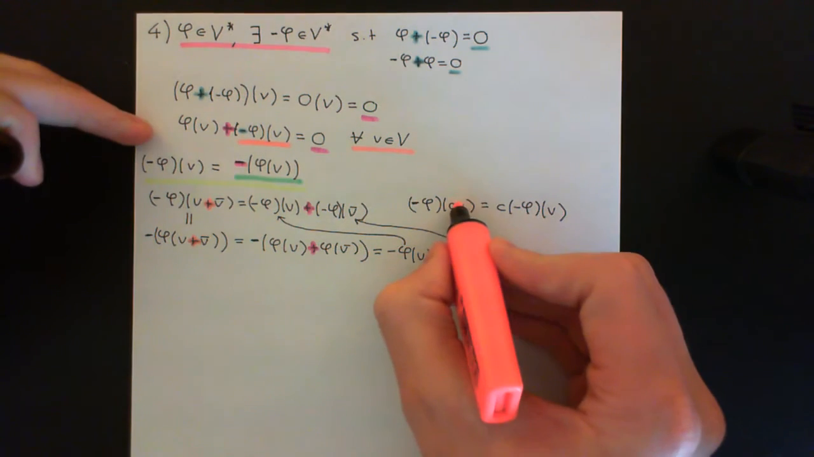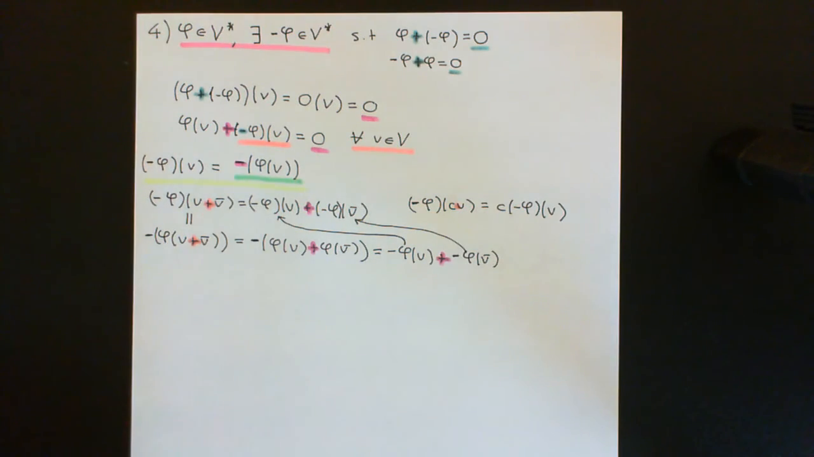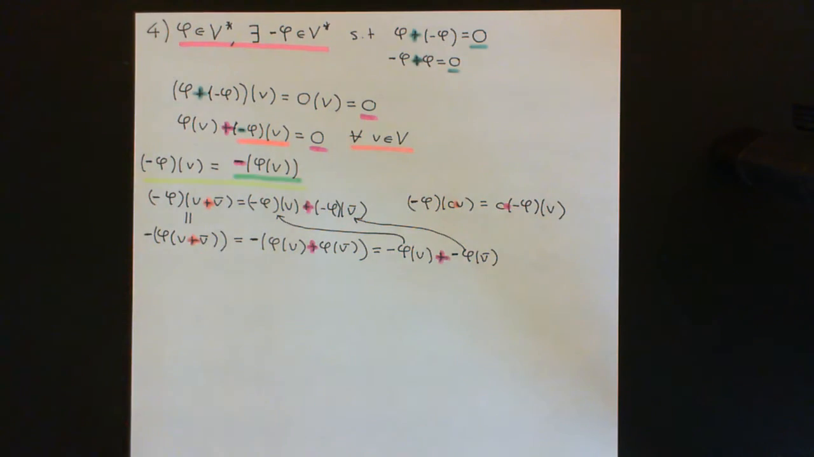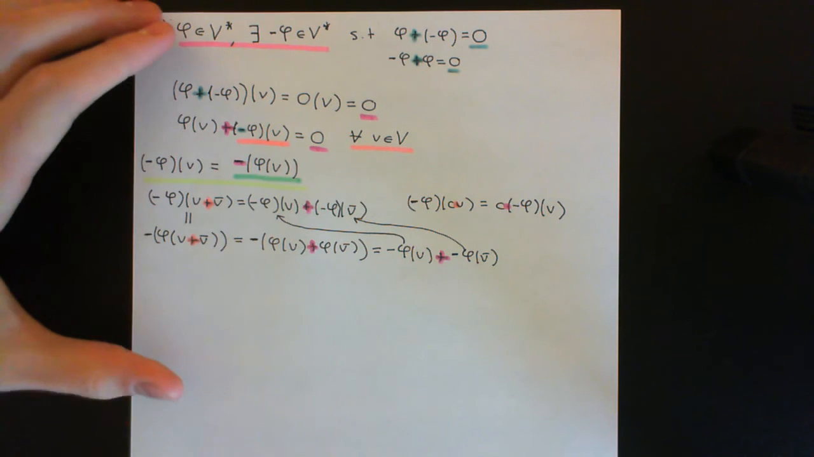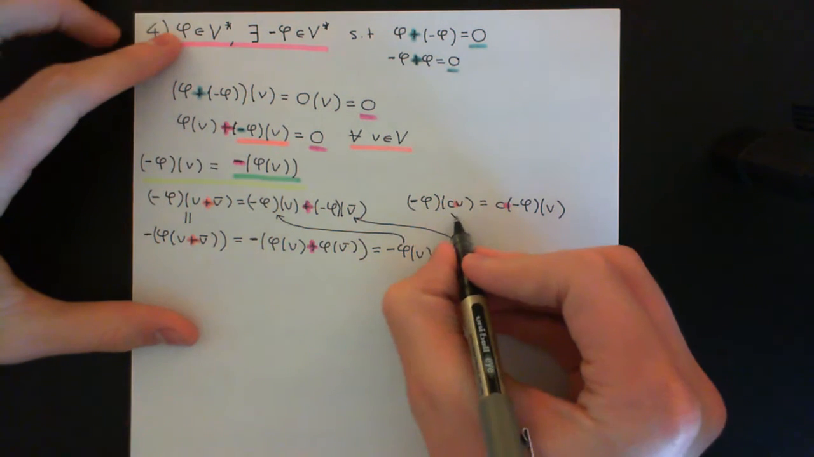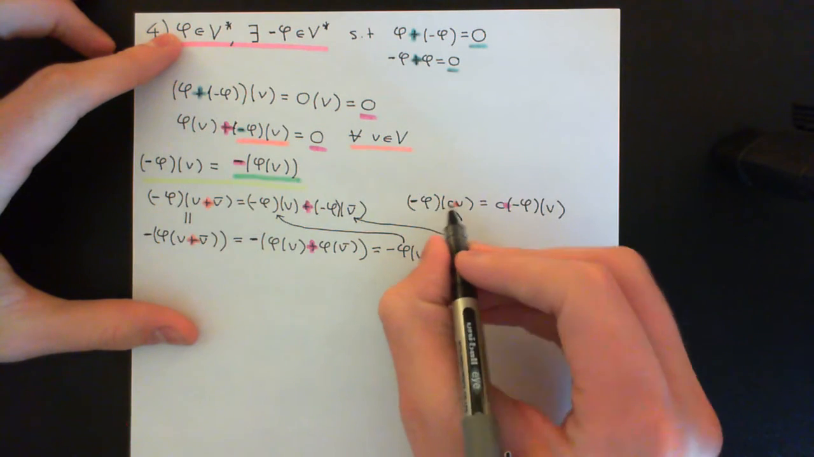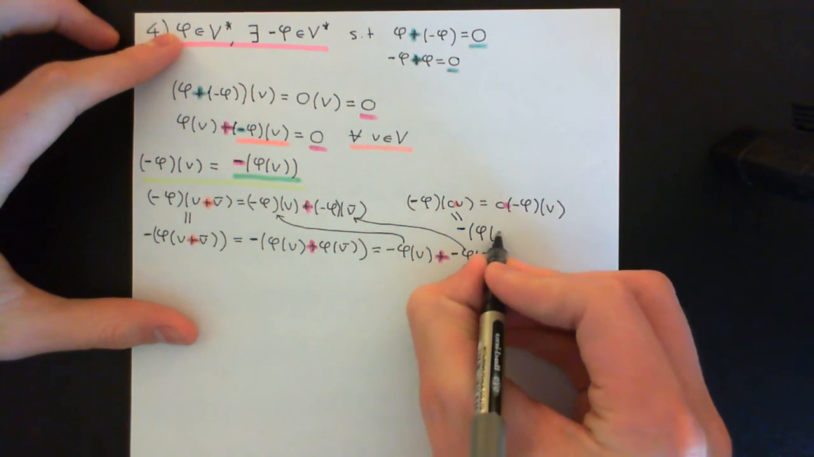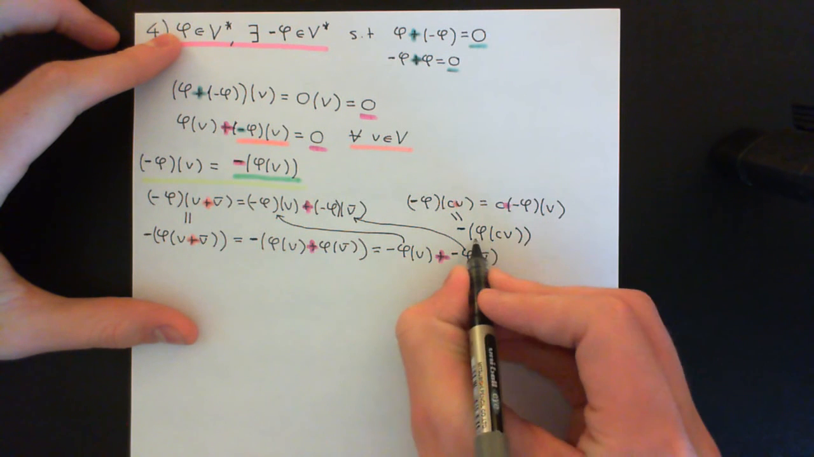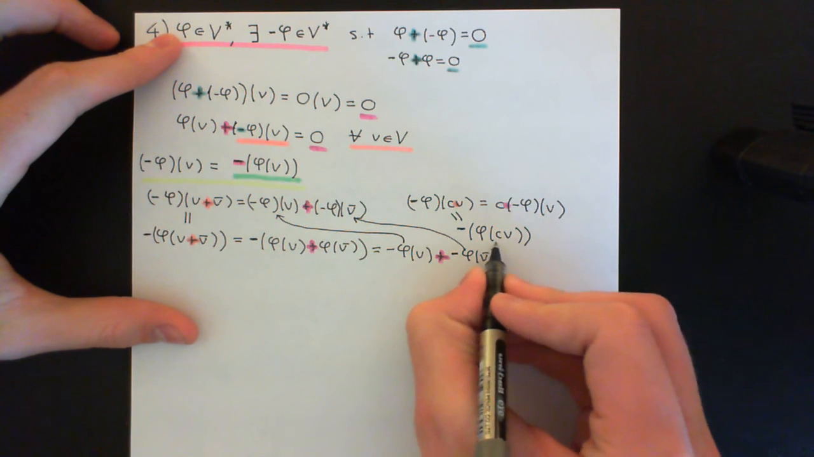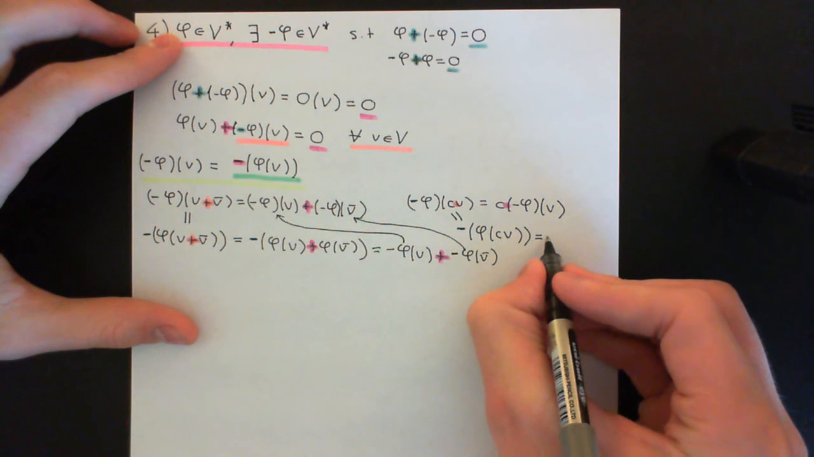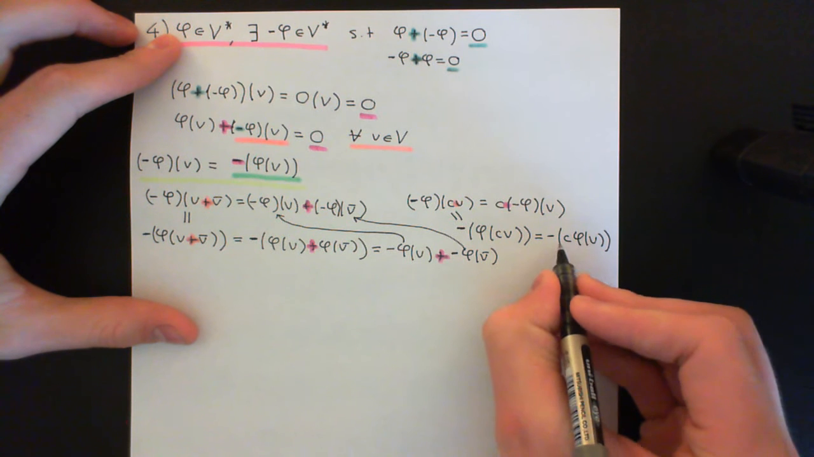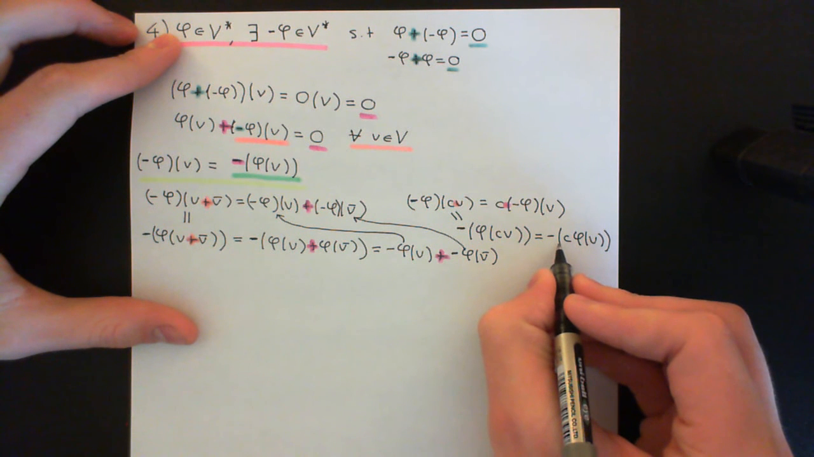Okay, so this will be scalar multiplication in the vector space, and of course this will be multiplication in our field here. Okay, right. So how am I going to prove this? Well, once again, we're just going to apply the definition. Negative phi of c times v, we'll just apply the definition here, that is negative of phi of c times v, like so.